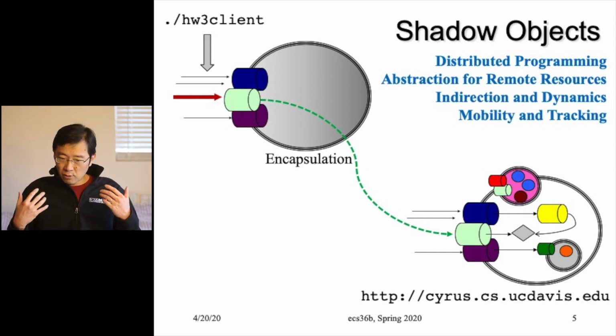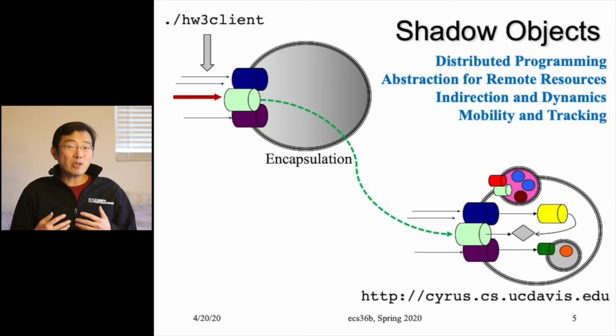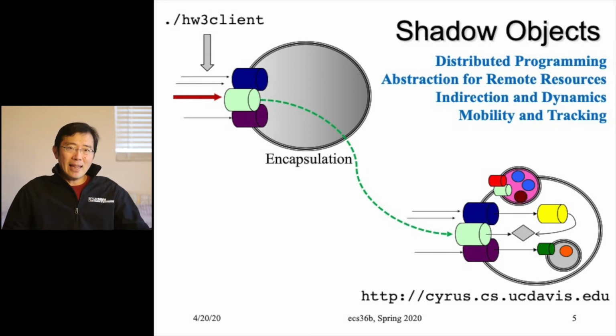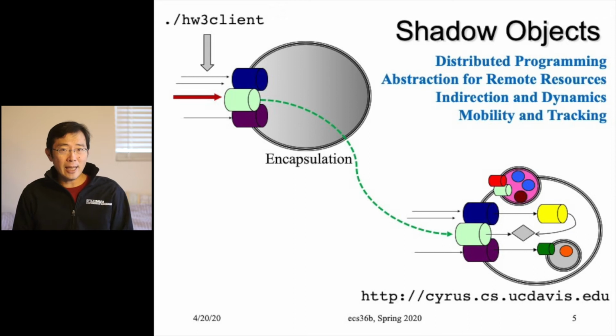And you can do distributed programming with this concept of shadow object. It's much easier for you to develop a large-scale program. The second thing that is really interesting as well is abstraction about how you can manage a lot of distributed or remote resources. Today we're talking about Internet of Things or IoT, and you have billions of sensors everywhere around the world.